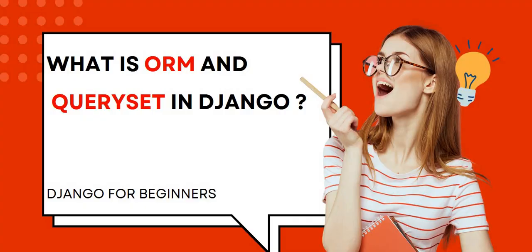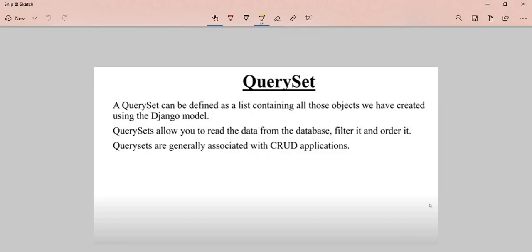So the next is, what is QuerySet in Django? We covered ORM, and now it's time to cover what is QuerySet in Django. A QuerySet can be defined as a list containing all those objects we have created using the Django model in our previous session. QuerySets allow you to read the data from the database, filter and order it. So what is the purpose of QuerySet? QuerySet allows you to read the data from the database, filter it and order it.